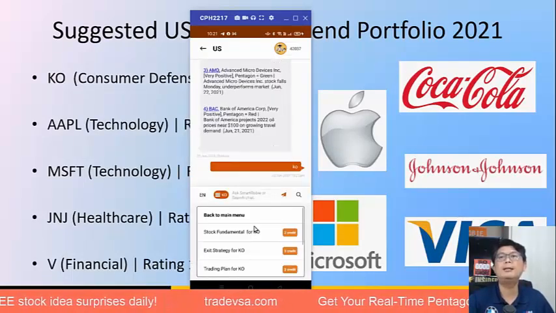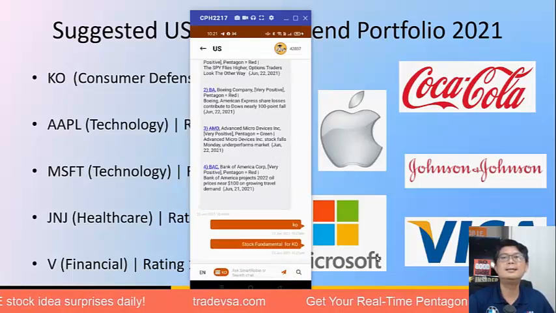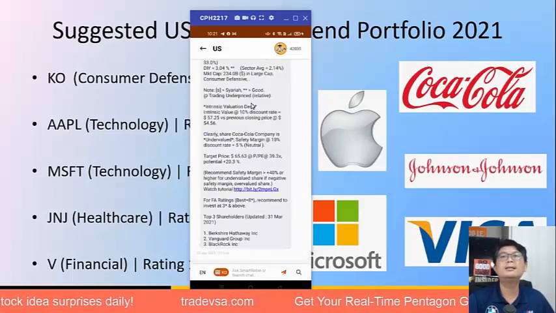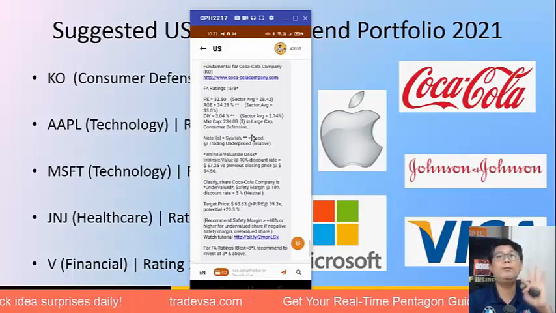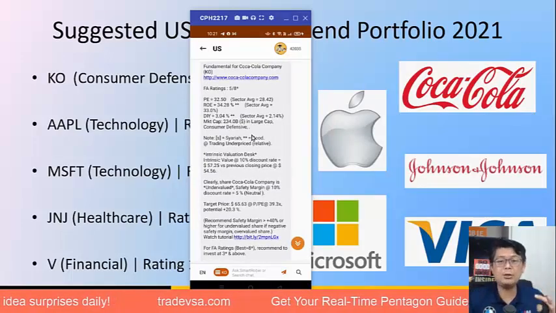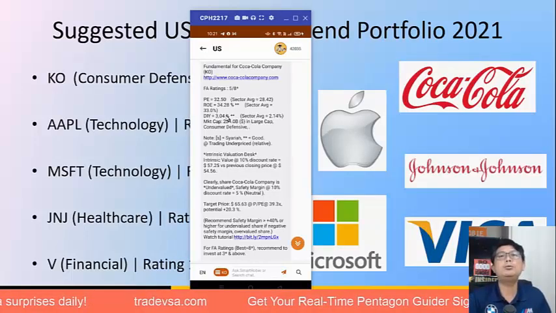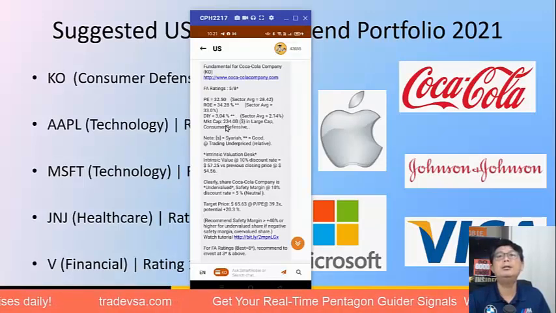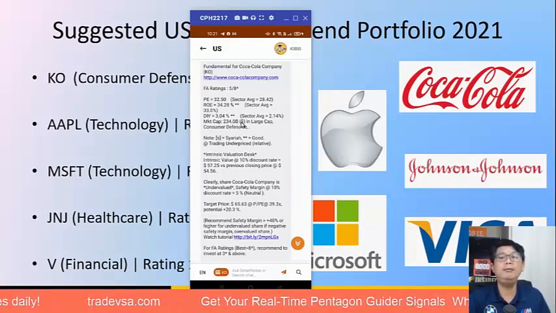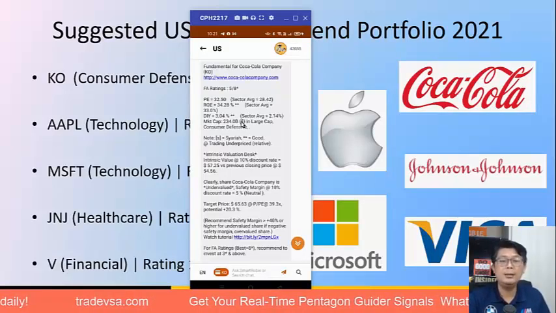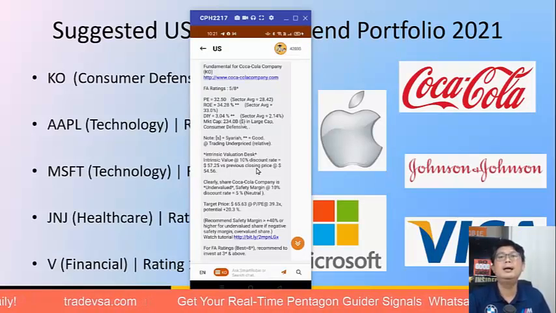Okay, KO and stock fundamentals here. So you can see KO has a rating of 5. Again, same methodology that we use for the Malaysian stocks, we just apply here. PE of 32 times, ROE of 34. This is definitely a very large cap, around 234 billion. And dividend of 3% from a US standpoint. It's a very, very good stock.